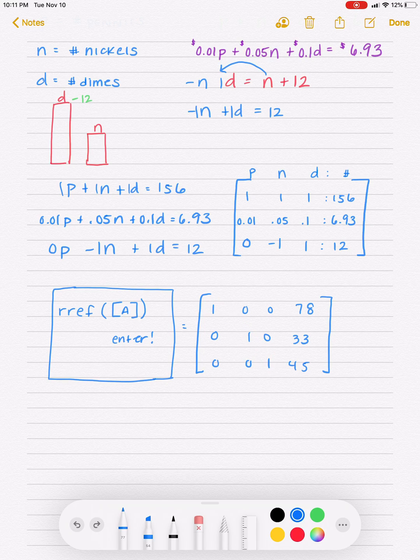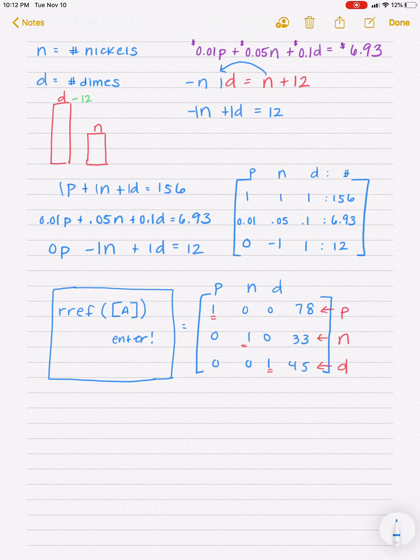All right, so this is where it helps me to label my columns pennies, nickels, and dimes. So what this means is that your pennies is equal to 78. Your nickels is equal to 33, and the 1 is under D, so that means that this is going to be your dimes. So the last thing that we need to do is put your answer in context. Don't just write to me 78, 33, 45. There are 78 pennies. For the nickels, there are 33 nickels, and for the dimes, there are 45.